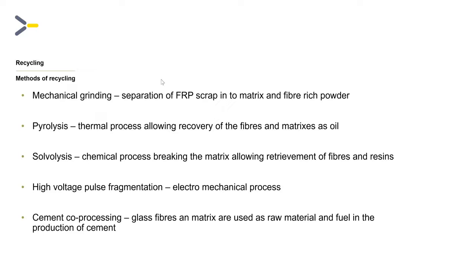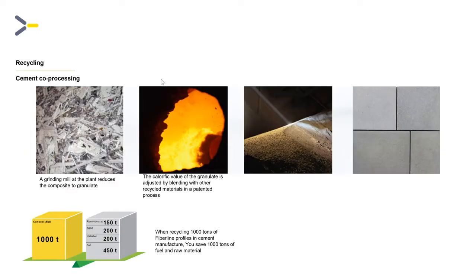But the last process we're going to talk about regarding recycling, and this is the one we use at Fiberline, is cement co-processing. This is a process developed about 15 years ago, where we use the scrap material as raw material in the cement production.